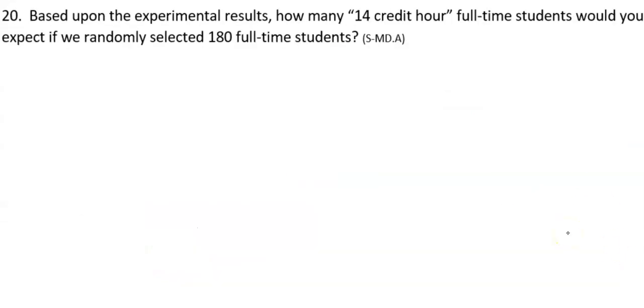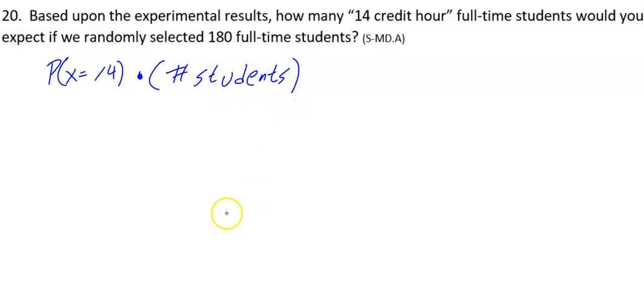Now you need to use that table up above to answer question 20. I will help you out with this. So based on our results, our experimental results, what we actually looked at, how many 14 credit hour full-time students would you expect if we randomly selected 180 students? I'm going to randomly select 180 students, and I want to know how many of those students are actually 14 hours. So to do that, you are going to do the probability that they were 14 credit hours. You need to find that. And then you are going to multiply that by the number of students interviewed. By the way, this is 180.